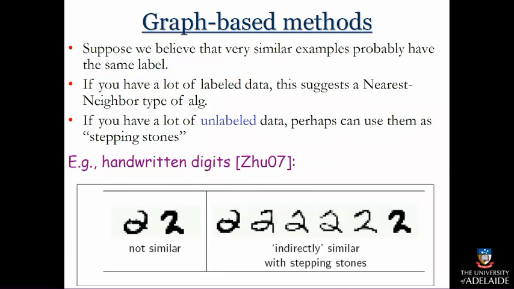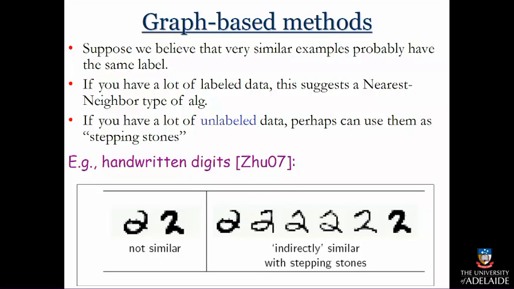Okay, so the assumption we make is that very similar examples probably have the same label. In the feature space, if we have two examples, x1 and x2, that look very similar, which means the distance between x1 and x2 is very small, then it's more likely those two examples will have the same label. Actually, this is the idea of K-nearest-neighbor, right?